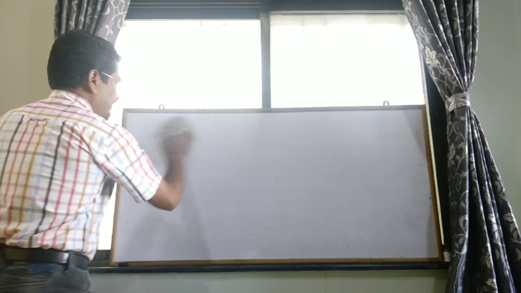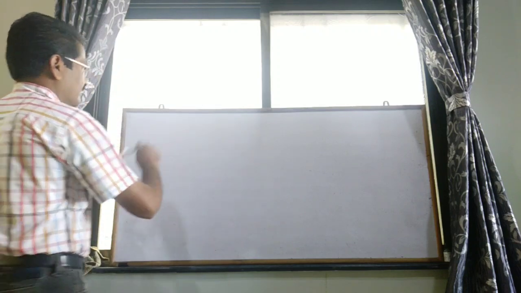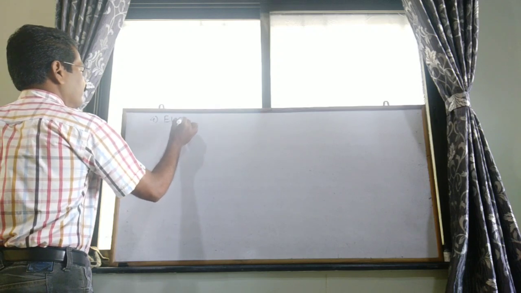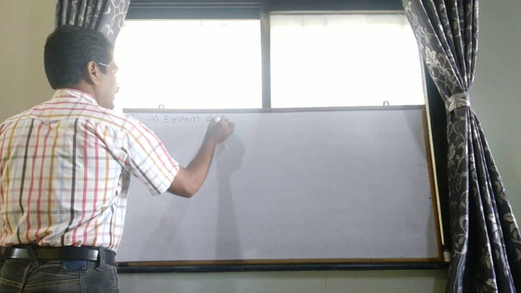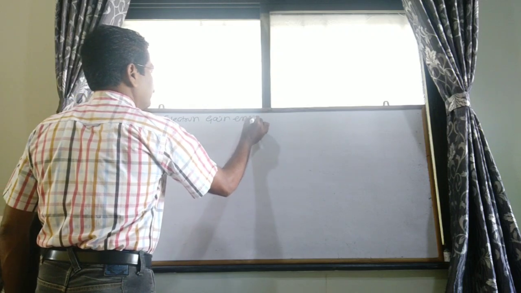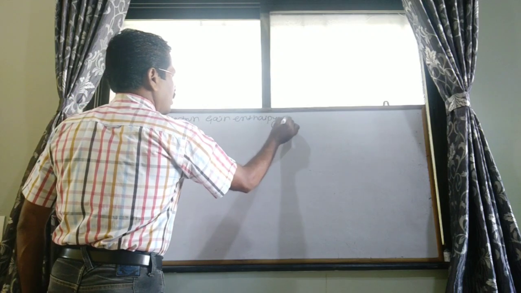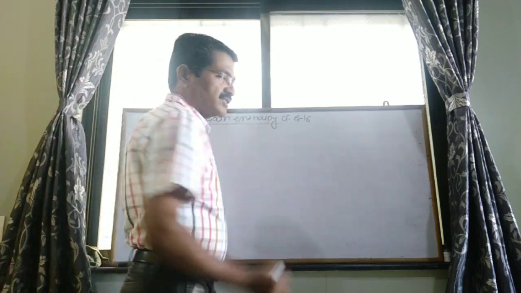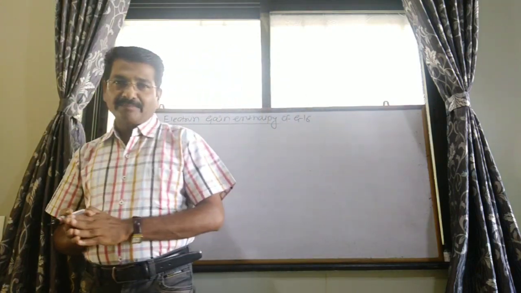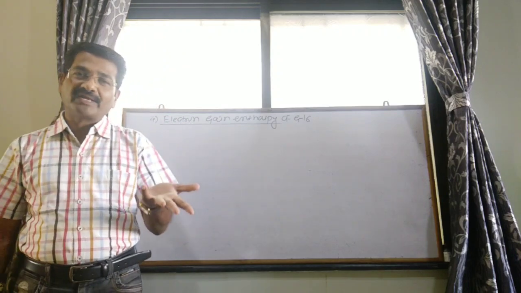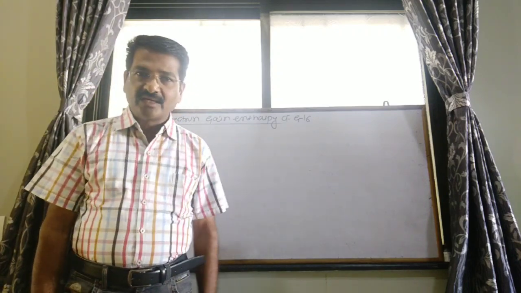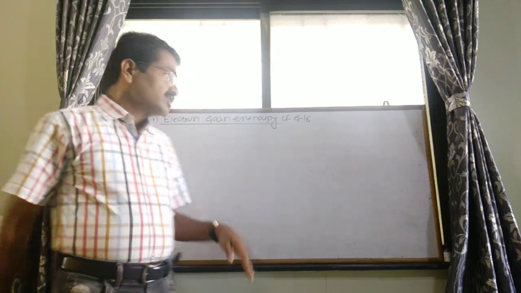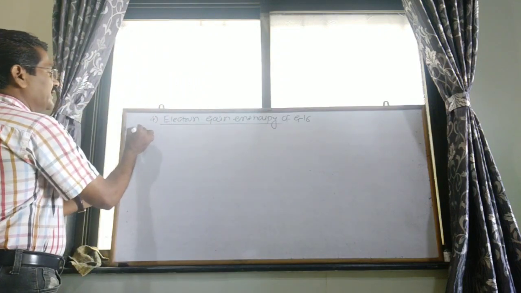Electron gain enthalpy. Next point, electron gain enthalpy of Z16 elements. First of all, the definition of electron gain enthalpy. We know that all p block elements are highly electronegative. They have a tendency to gain electrons for the completion of octet. So what is the electron gain enthalpy?